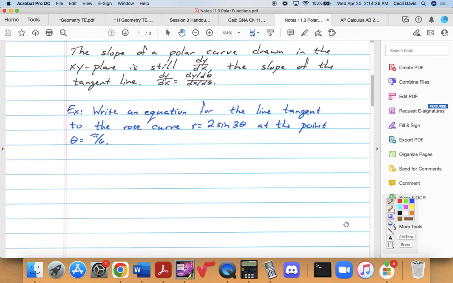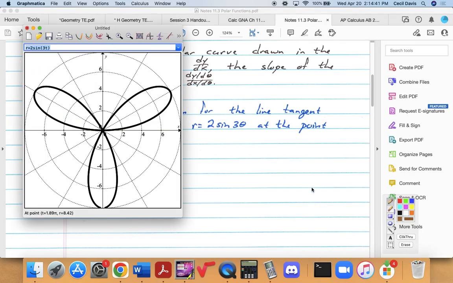So we want to write an equation for the line tangent to the rose curve, r equals 2 sine of 3 theta, at the point theta equals pi over 6. Just in case you're curious, you're like, rose curves. Do I remember those? Rose curve, it looks like that. Hopefully that looks at least somewhat familiar.